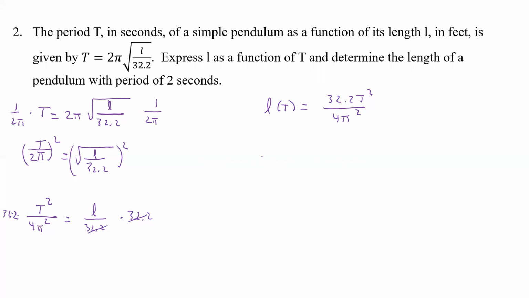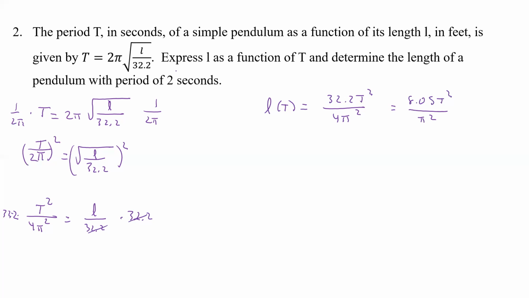Now, like I said, we could have reduced it, and that would be 8.05 t squared over pi squared. So that would be the reduced form. We could leave it as this, or we could divide by only 2, and that would be 16.1. Where do you stop? One of these is going to be our final function as L of t.